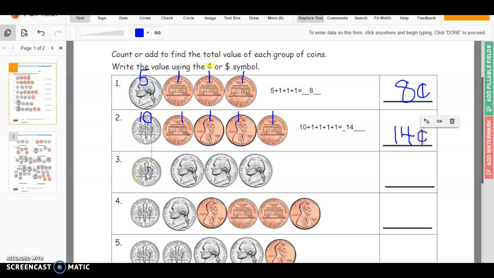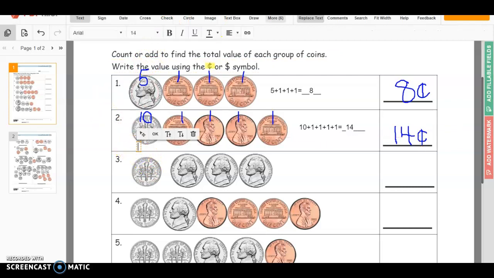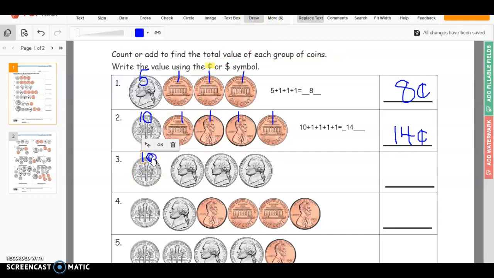Remember, my smallest silver coin is a dime, and I know a dime is worth 10 cents, so I'm going to write 10 on top of it. That is the value of a dime. Now, a nickel is a little bit larger than a dime, but just because it's larger doesn't mean it's worth more. It's actually worth less. So a nickel is larger than a dime, but it's only worth 5 cents.